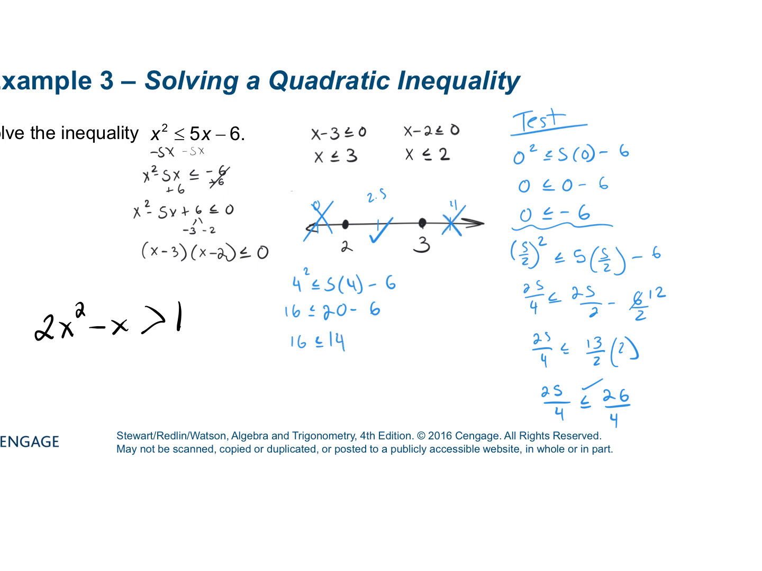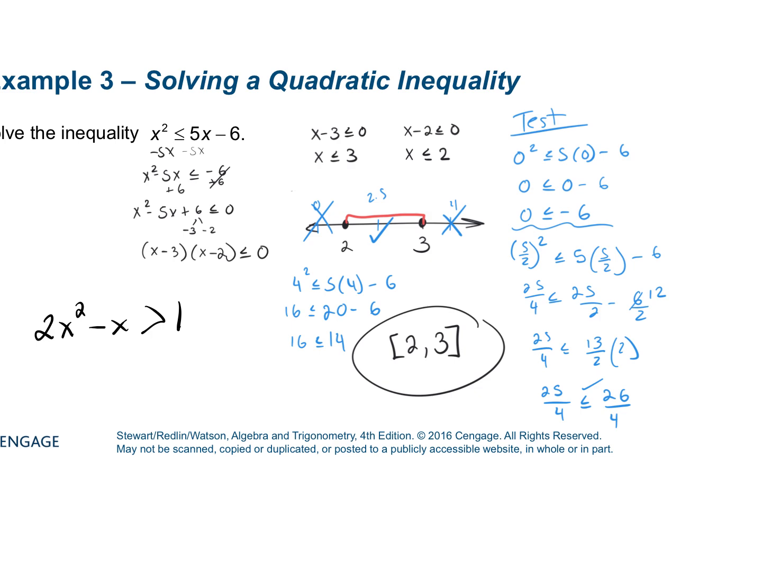So your final interval is actually from 2 to 3. So you would write it as bracket 2 comma 3. And then this would be your actual final answer. But you have to test out the intervals. If you don't, then you won't get an actual solution.